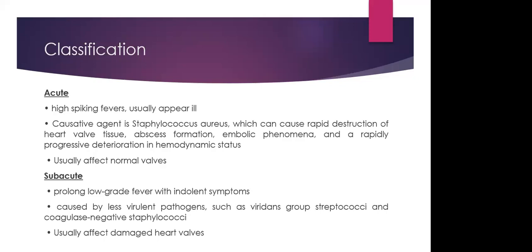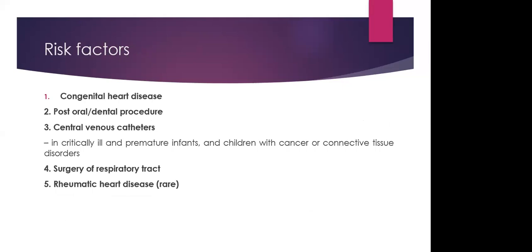Meanwhile, the subacute form will affect a damaged heart valve and the patient will present with prolonged low-grade fever with indolent symptoms. So this subacute infective endocarditis is usually caused by less virulent pathogens such as Viridans streptococci and coagulase-negative staphylococci. Next. So the risk factors for this IE are congenital heart disease, post-oral dental procedure patients, central venous catheter, surgery or respiratory tract patients, and rheumatic heart disease. However, it is rare. Next.